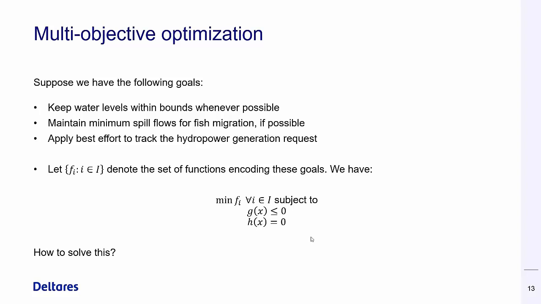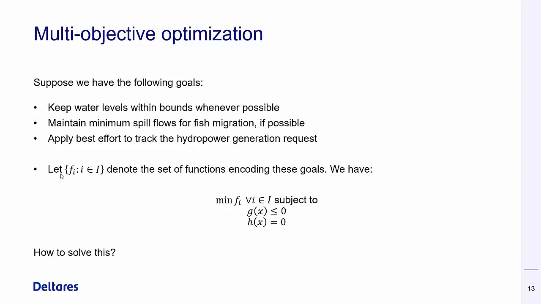Now to the multi-objective optimization. Multi-objective means that we have different objectives and not only one. Suppose we have the following goals: keep the water level within bounds whenever possible, maintain a minimum spill flow for fish migration if possible, and apply the best effort to track the hydropower generation request.